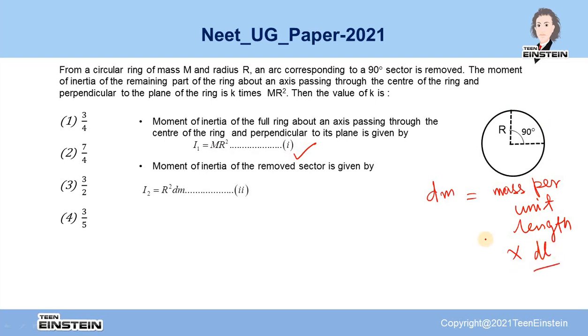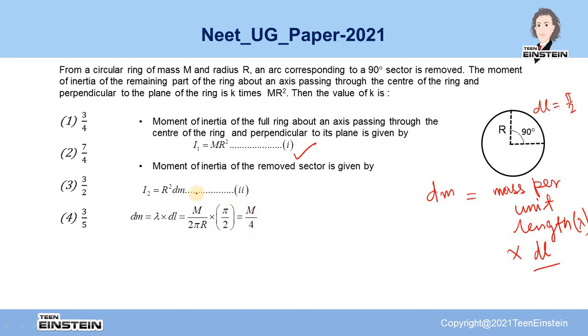Suppose that is dl, and mass per unit length is lambda. So dm can be written as mass per unit length lambda into dl, where mass per unit length is M by 2 pi R. That means the total mass divided by the total length of the arc, the whole circular arc. So that is M by 2 pi R. That means this is the perimeter, and this dl is the length of this particular sector, and that is found to be pi R by 2. So upon simplification we get dm is equal to M by 4.